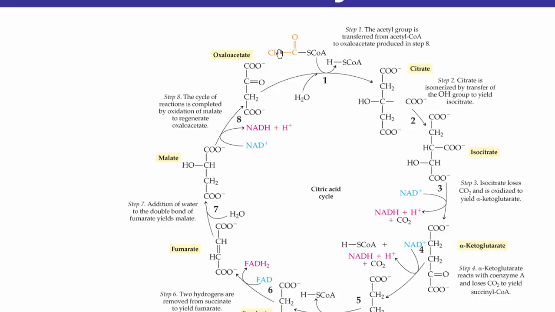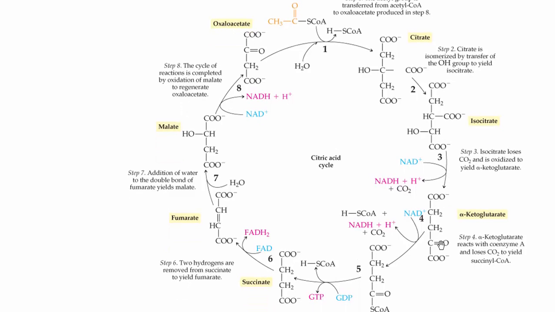In step 1, the acetyl group is transferred from acetyl-CoA to oxaloacetate to form citrate. In step 2, this citrate is isomerized to isocitrate. Then isocitrate loses CO2 from here to yield this alpha ketoglutarate, which then loses another CO2 from here. Notice that steps 3 and 4 are called oxidative decarboxylation reactions. 2 CO2 were produced in 2 consecutive steps.